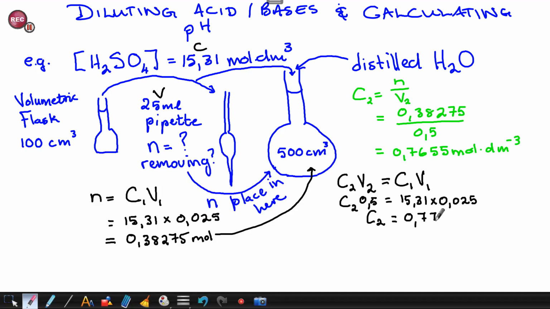0.7655. If you want to round it off, I have no problem with that. I will not penalize you. 0.655 mole per cubic decimeter.